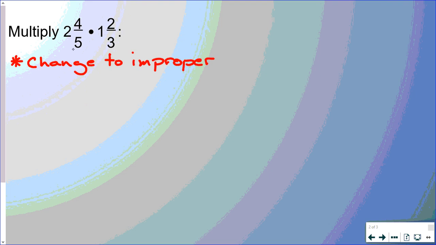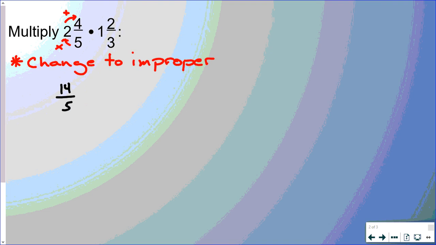The way that you do that is you multiply these two numbers together. So do 5 times 2, and then you add the number that's on the numerator. So 5 times 2 is 10, plus 4 is 14. And the denominator stays the same. So again, I did 5 times 2 is 10, plus 4 is 14. And that's a terrible 5. I'm going to rewrite that.